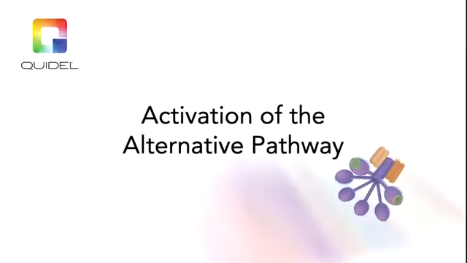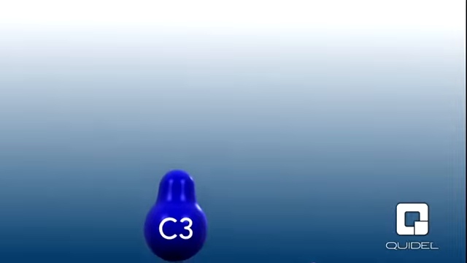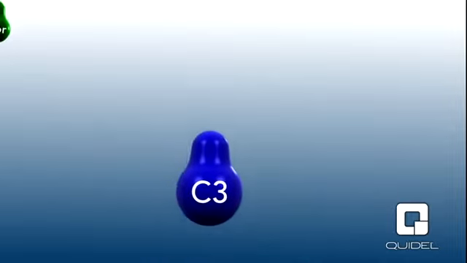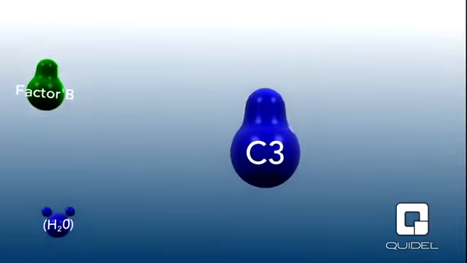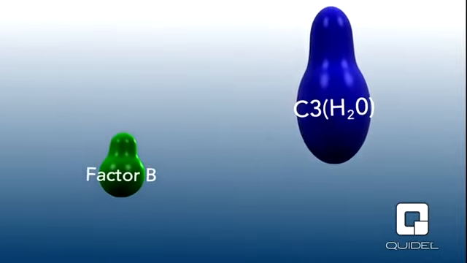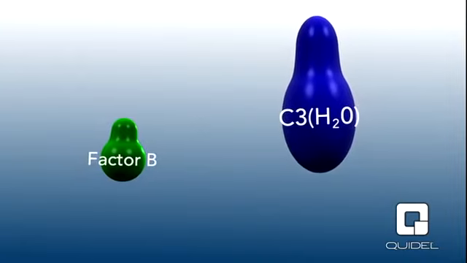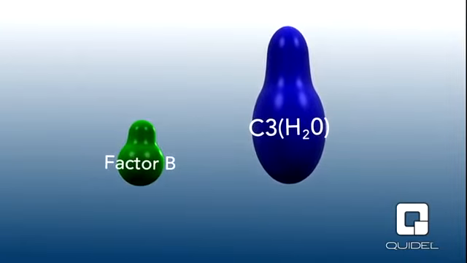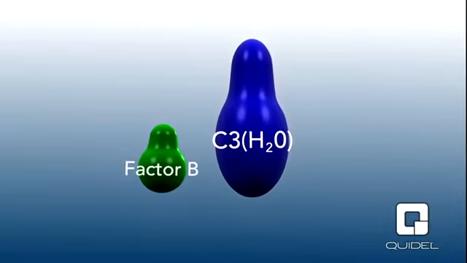Activation of the alternative pathway. The alternative pathway of complement is activated by LPS and other lipopolysaccharides found on the surface of invading pathogens. The alternative pathway is always active at a very low level. This activation is due to the spontaneous hydrolysis of an internal thiol ester bond in C3.